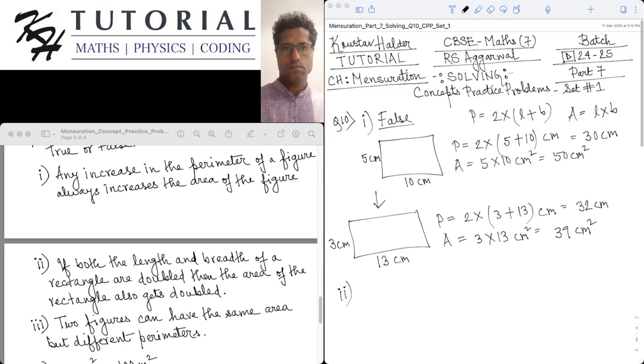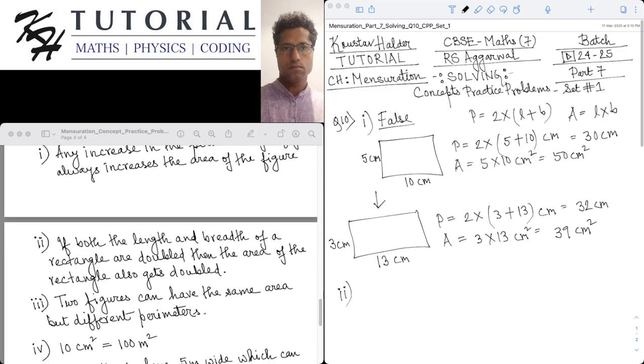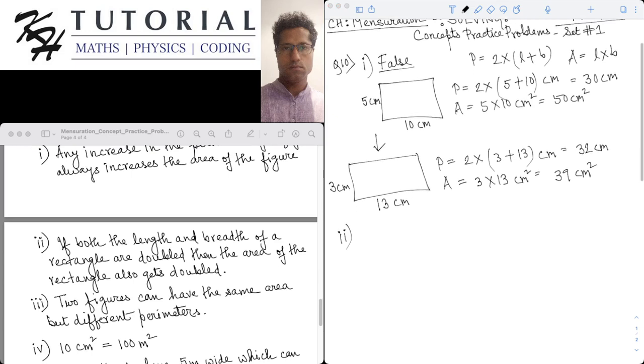Let's do part 2. Part 2 says that if both the length and breadth of a rectangle are doubled, then the area of the rectangle also gets doubled.